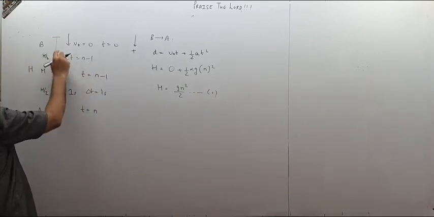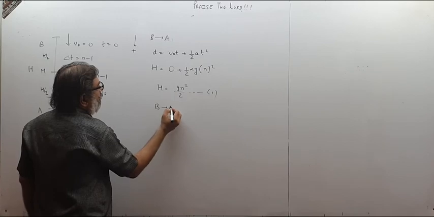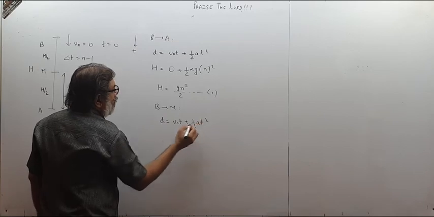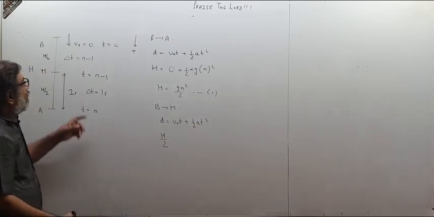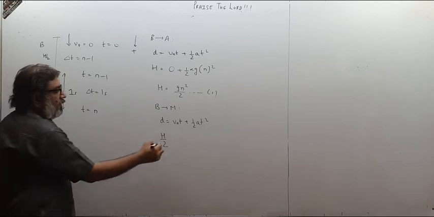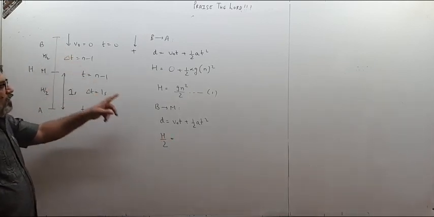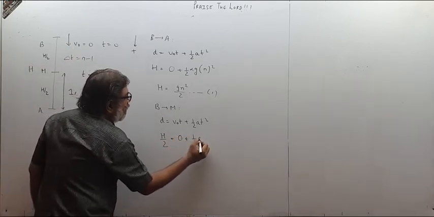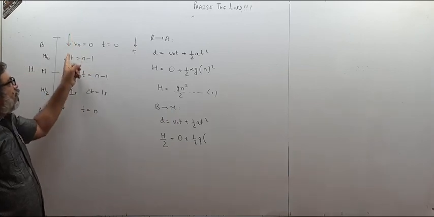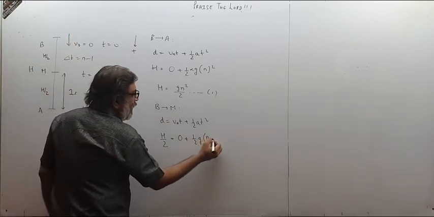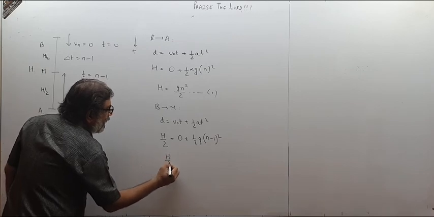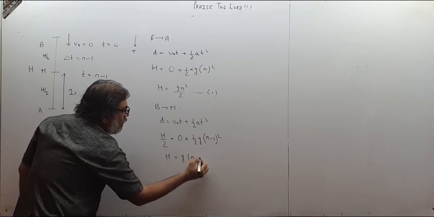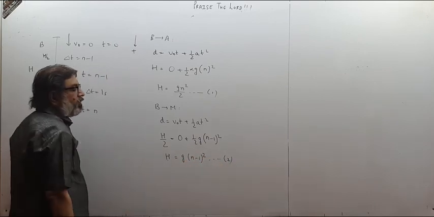Then I go from B to M. Again s equal to v0 t plus half a t square. How much is the displacement? H by 2 from here to here. That will be equal to v0, the initial speed, how much? 0, from B to M. At B, what is the velocity? 0. 0 plus half g, and what is the time taken to fall from here to here? N minus 1, so n minus 1 whole square. So h upon 2, or you can take 2 over here, so h becomes g into n minus 1 whole square, that is equation number 2.